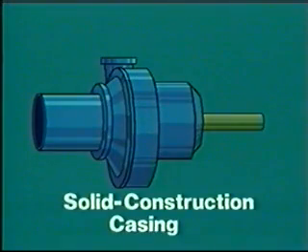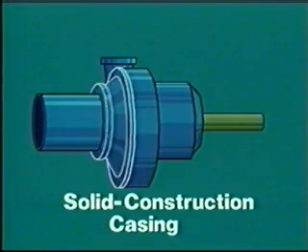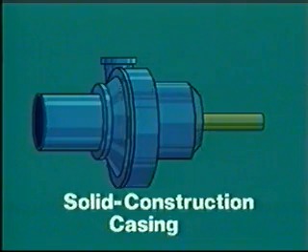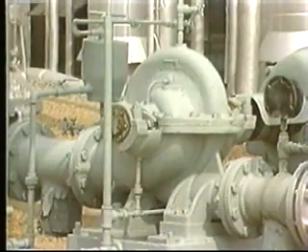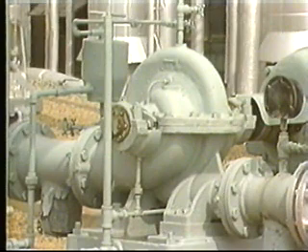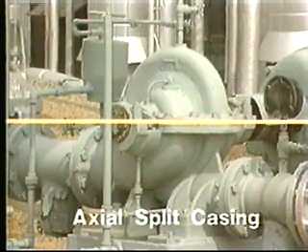Solid construction casings have a removable cover or faceplate that gives you easy access to the impeller. They're called solid because the discharge casing is one piece. Split construction pump casings are either axial or radial. They're axial if the split is along the center line of the shaft.